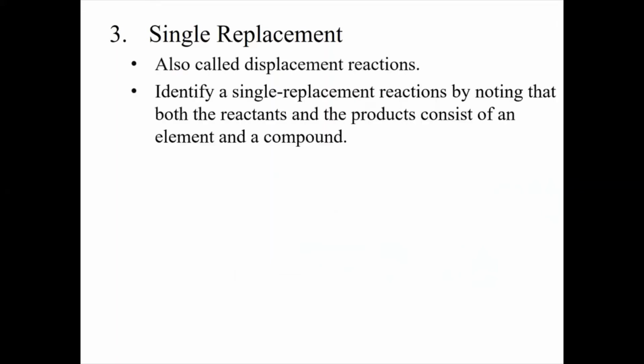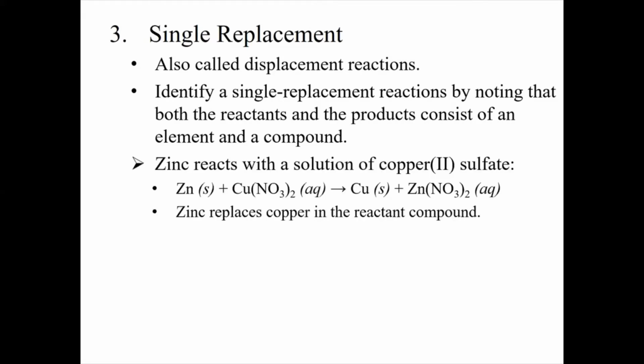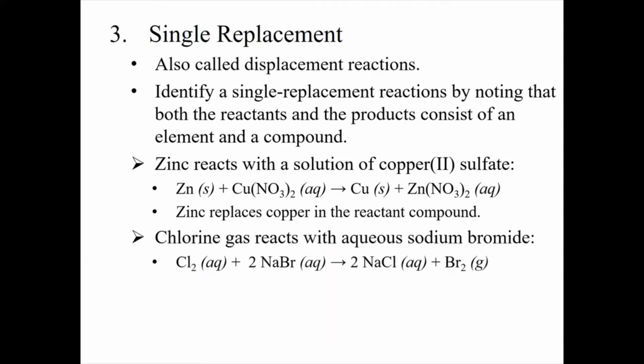Single replacement or single displacement reactions are easy to identify because both reactants and products consist of an element and a compound. So for example, zinc reacts with the solution of copper(II) sulfate. Note the zinc replacing the copper in the compound, freeing up the copper and forming zinc nitrate. Another example, chlorine gas reacts with aqueous sodium bromide. In this case, the halogen chlorine replaces bromine in the compound, thus forming sodium chloride and bromine gas.